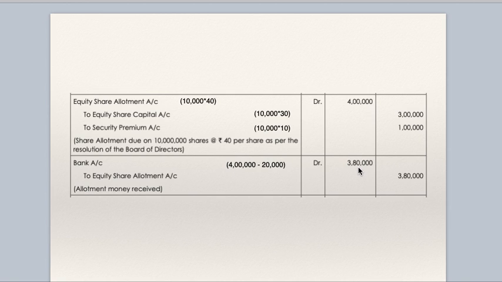So the remaining amount is 4 lakhs minus 20,000 they have received. Bank account debit 3,80,000 to equity share allotment account 3,80,000. So equity share allotment 4 lakhs debit and 4 lakh credit, 3,80,000 when allotment money is received, and 20,000 they have already received with application.